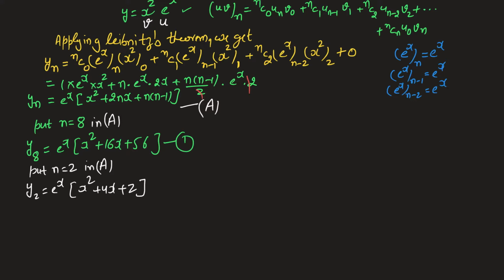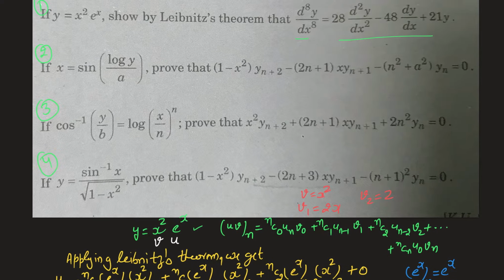Now we have to prove the result, which I am writing again: y8 is equal to 28 y2 minus 48 y1 plus 21y. So you can look at it from here, 28 d square y by dx square minus 48 y1 plus 21y. We also need to calculate y1, so I will be calculating it.